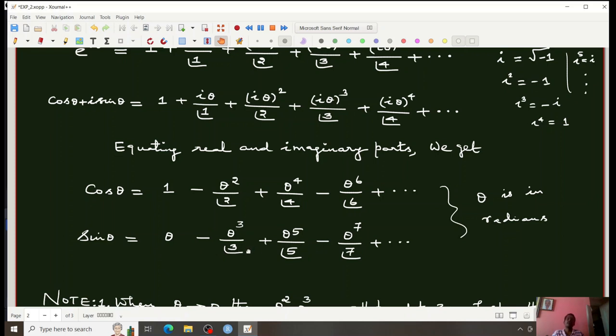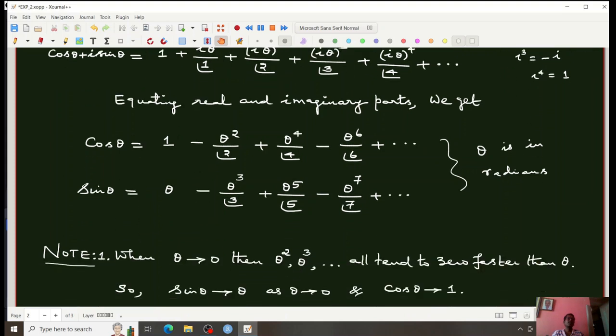And the important thing that we have to remember here is theta is measured in terms of radians. See, if you measure theta in terms of degree, then this formula is not valid. This will turn out to be nonsense when theta is measured in terms of degree measure. Okay, so we have to remember that theta should be measured in radians.